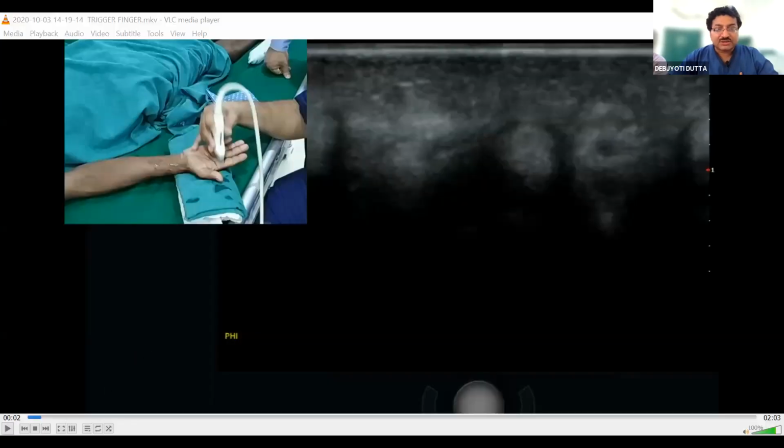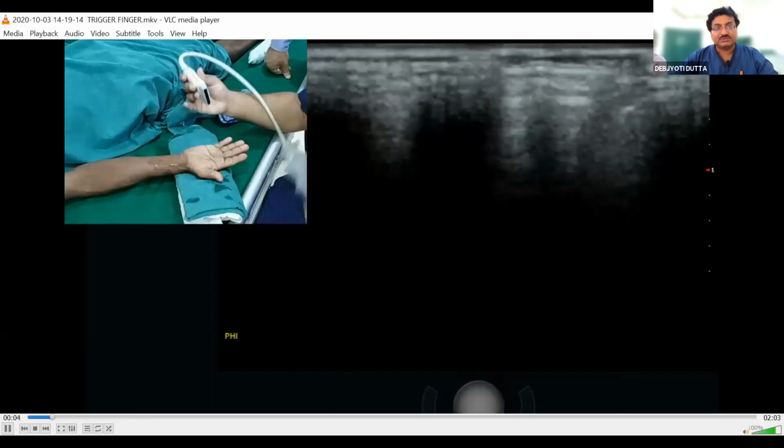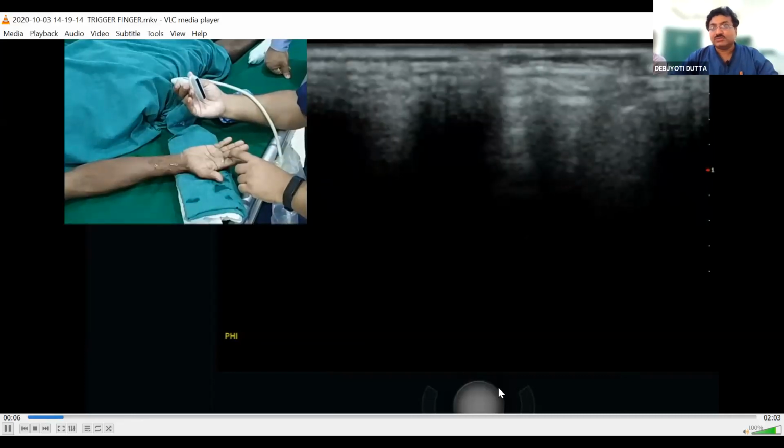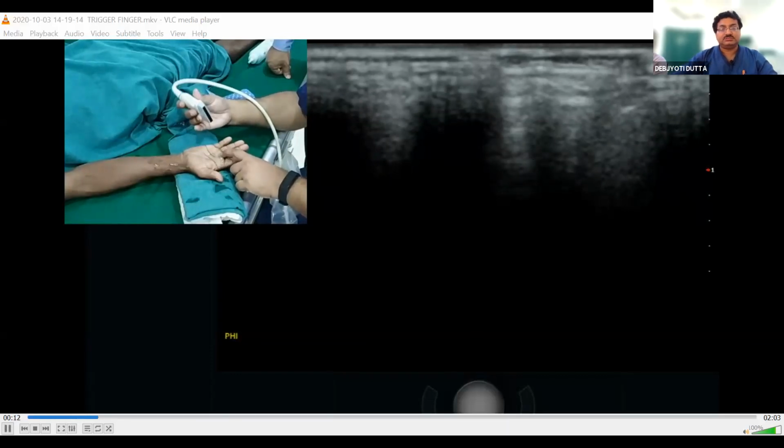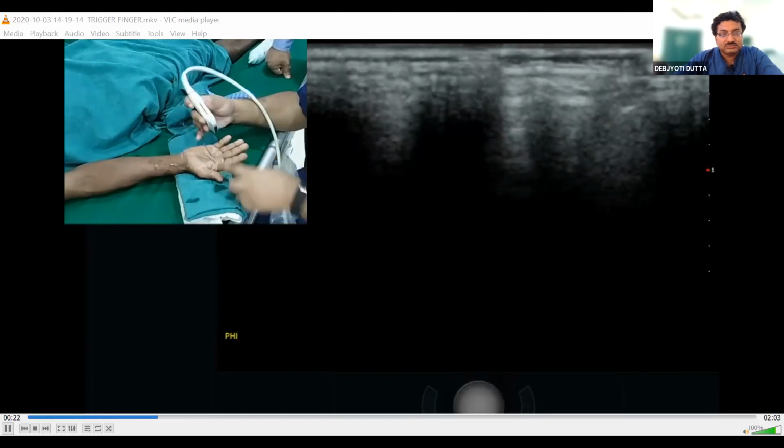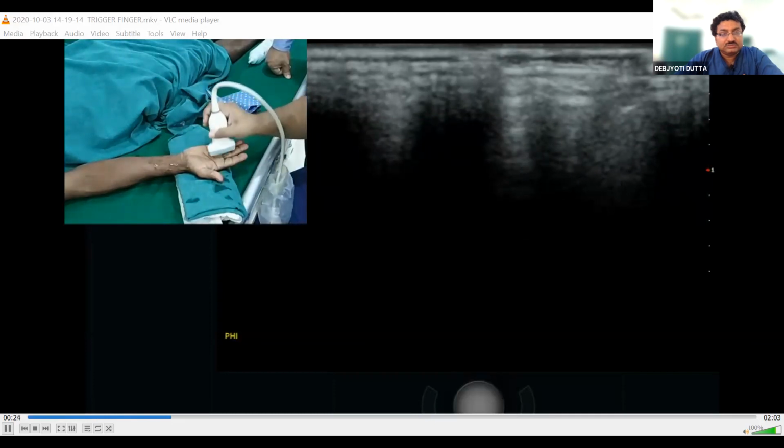Okay, first I got the trigger finger injection. Now let us show you first the trigger finger, the injection of the A1 pulley. The A1 pulley is situated slightly proximal to the first proximal crease of the fingers. So if this is the crease, here is the metacarpophalangeal joint, and here we can find the A1 pulley. So we have to first see the joint.